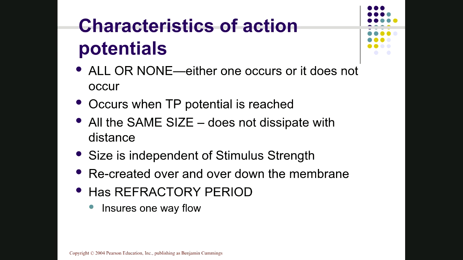They happen when you reach threshold. Remember, if you don't reach threshold, you don't get one. They're all or none. If we reach threshold, we're going to get one. And then they're all the same size. If you reach threshold, the stimulus strength after that doesn't matter because the size is independent of the stimulus strength. It just has to be strong enough to reach threshold. Now, if you don't reach threshold, you're not going to get one because they're all or none.